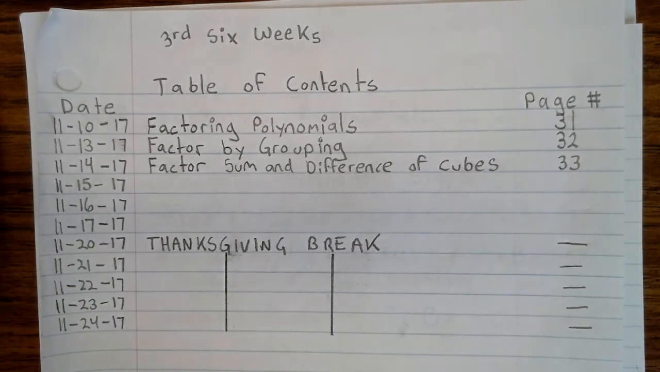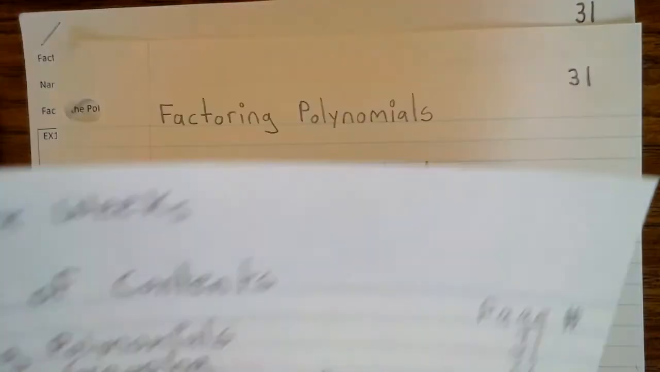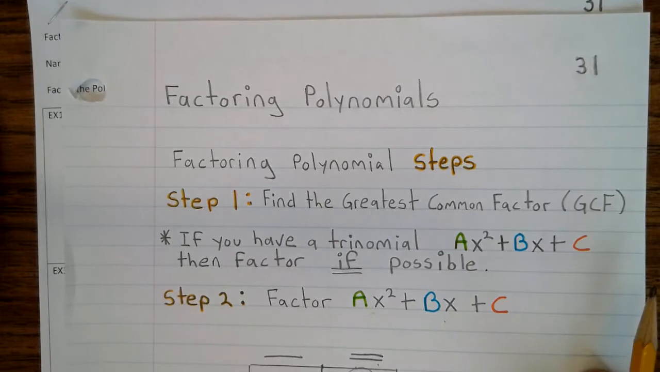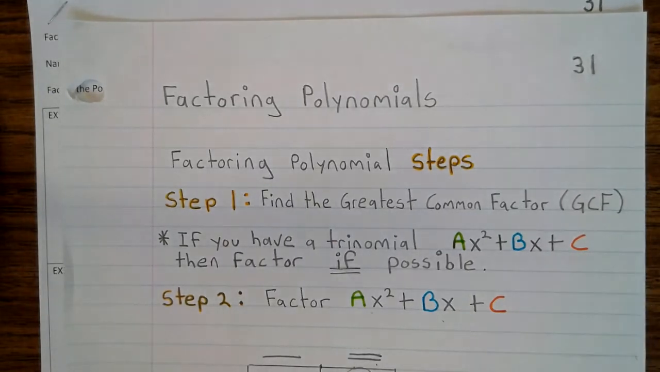Okay, so we're going to start off this third 6 weeks with factoring polynomials, and that's going to be on journal page 31. As you can see, Thanksgiving break's coming up pretty soon, so that's exciting. So if you would, update your table of contents. All right, now your table of contents are updated. Let's get into our notes. All right, factoring polynomials on page 31.